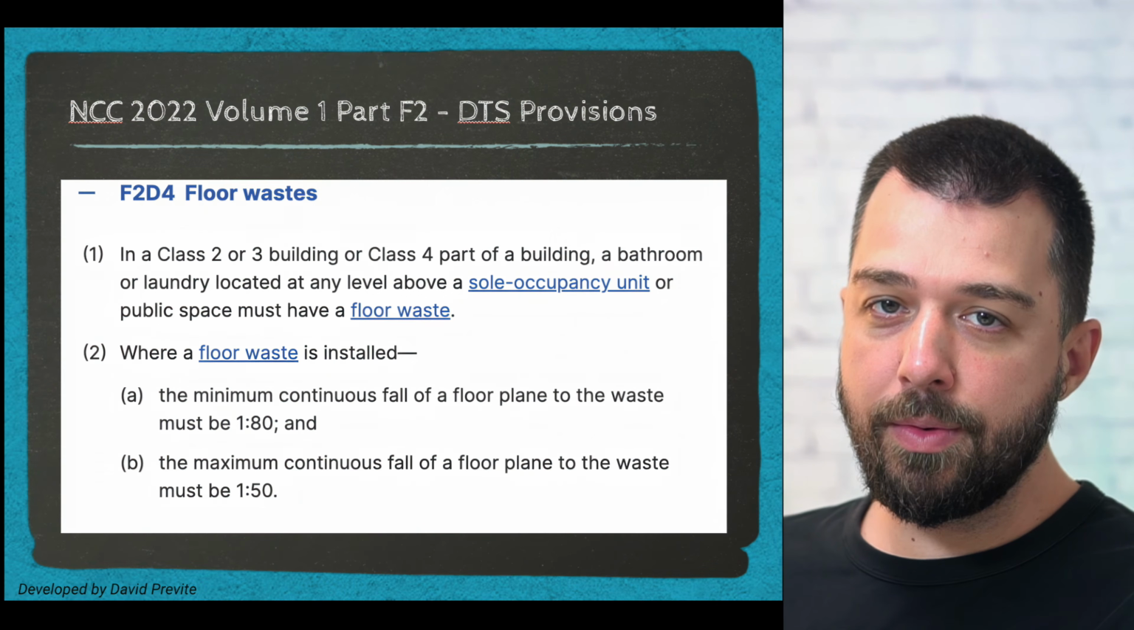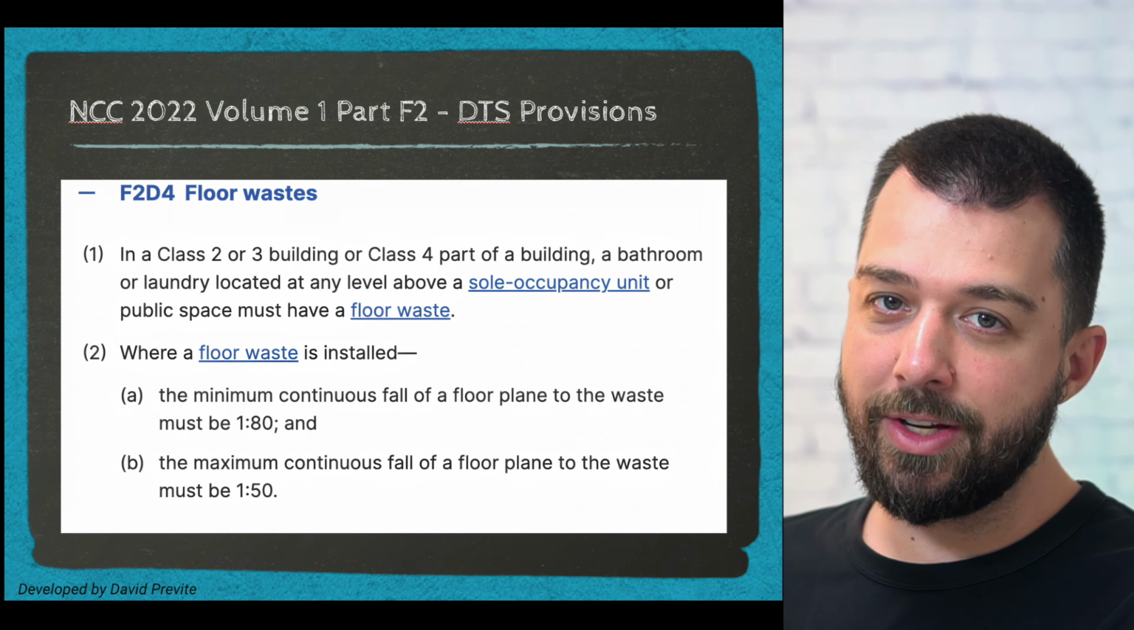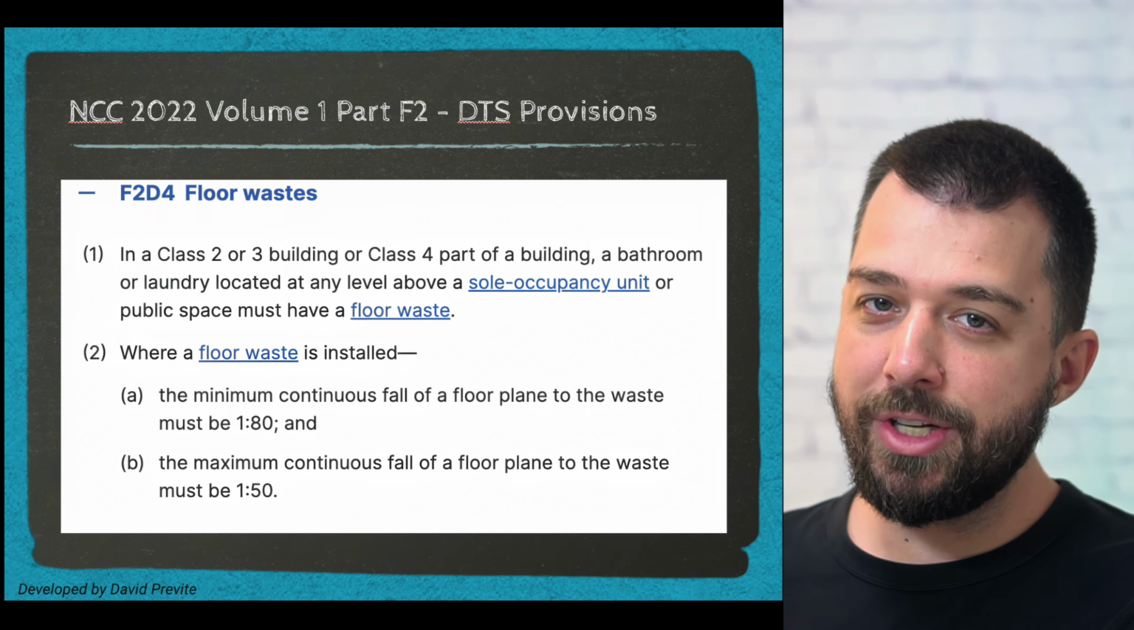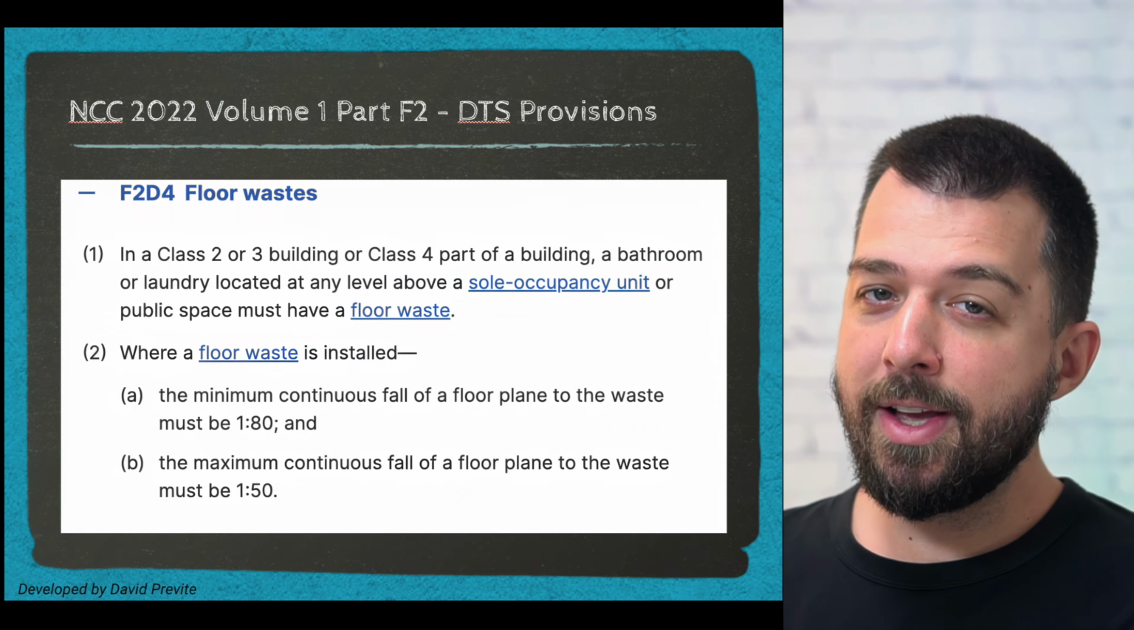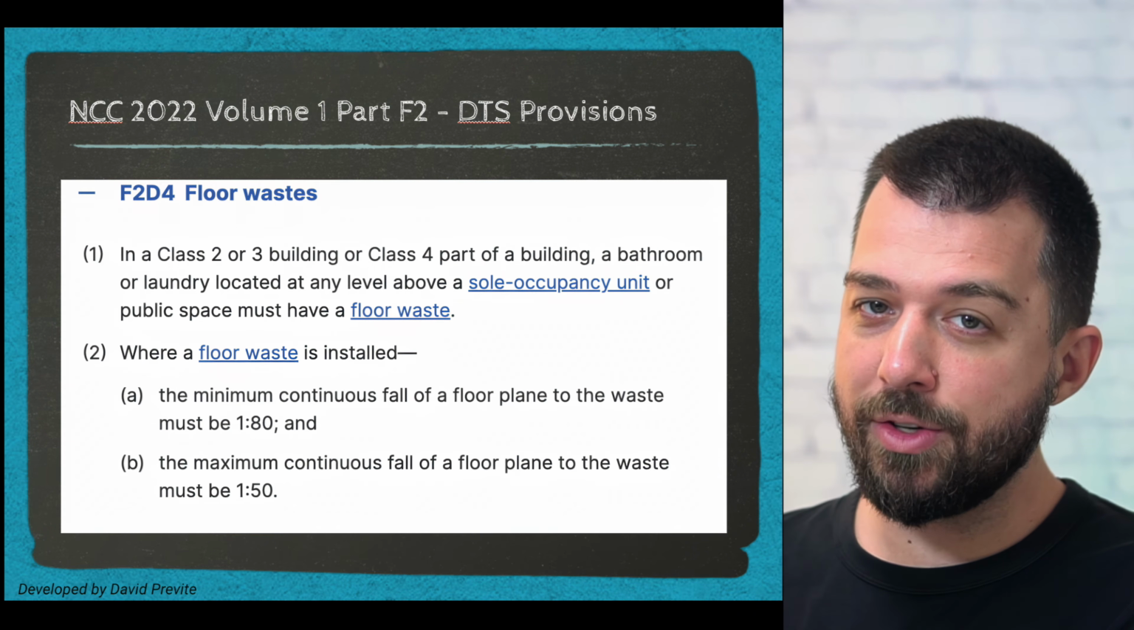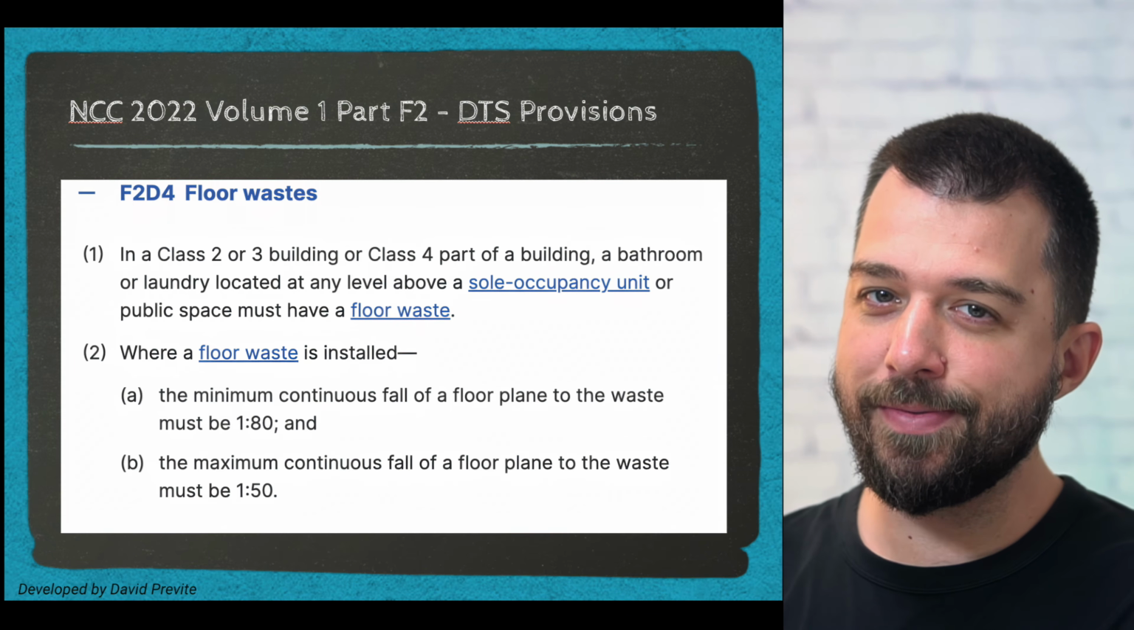I've had a lot of questions recently about how to measure falls for compliance with the NCC, and we're going to answer that, but before I do, let's talk about why this question is pertinent right now. When the NCC 2022 was released, Part F2 included a new DTS provision, which states that a minimum continuous fall gradient of a floor plane must be 1 in 80. So let's have a look at what a floor plane is.